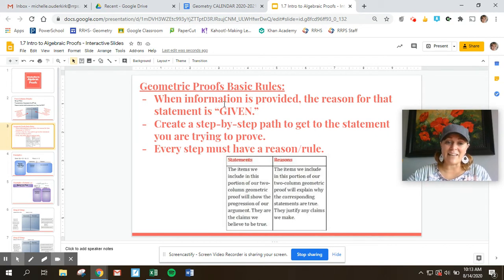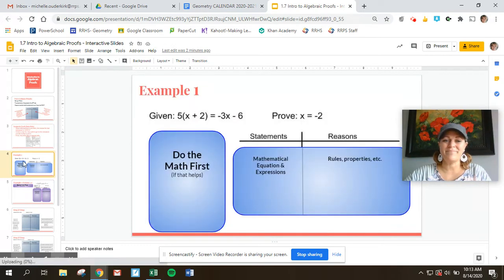You're going to start with the given and you're going to make a step-by-step path to get to where you're trying to get to, but you have to state the rule. That's the only difference between algebraic proofs and just algebra. Algebra, you just do the steps and sometimes they come automatically. But with an algebraic proof, you do the steps and say why. Do a step, say why. Do a step, say why. That's all the differences. So let's do one.